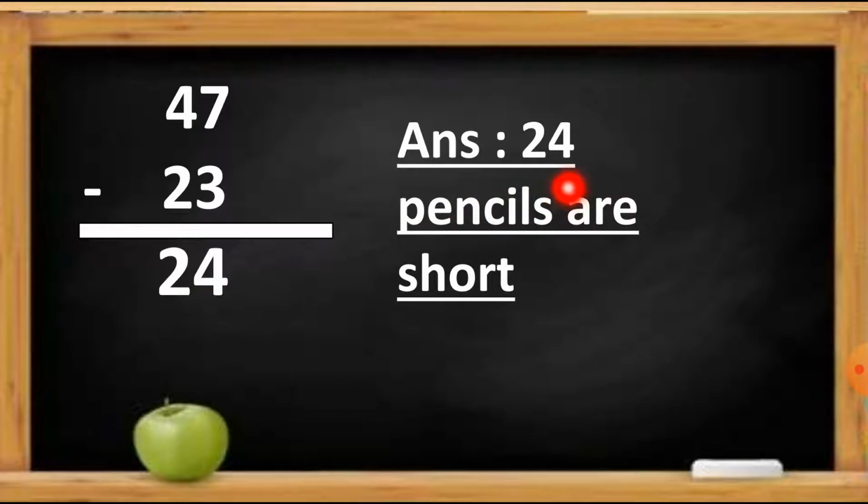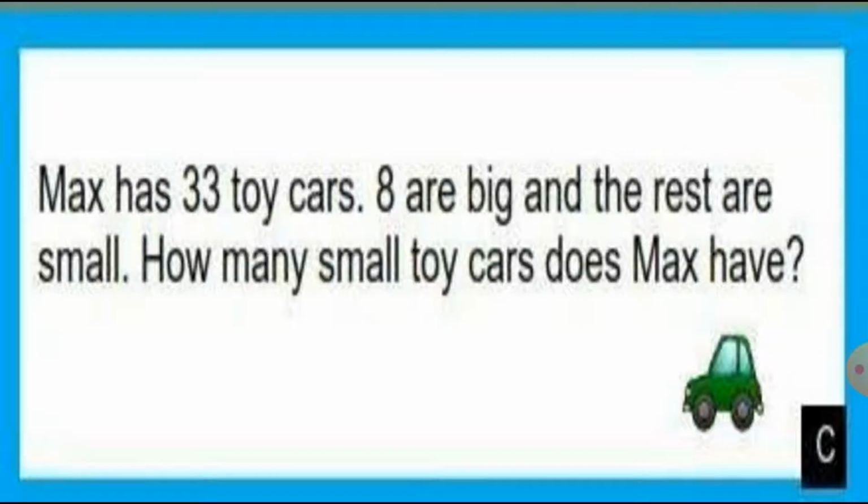So you have to write down the answer this way. Answer, then 2 dots are there. 24 pencils are short. This way you have to write down the answer. I repeat again. Answer, 24 pencils are short. This way you have to write down.